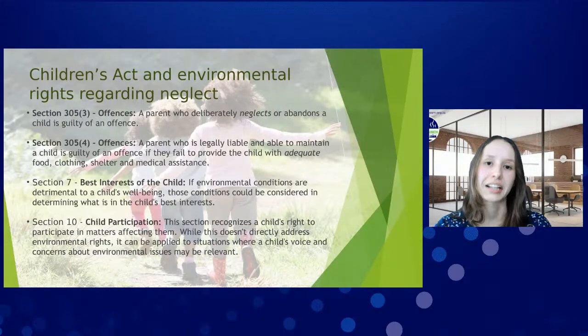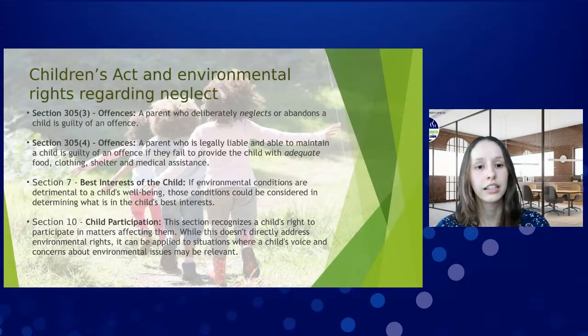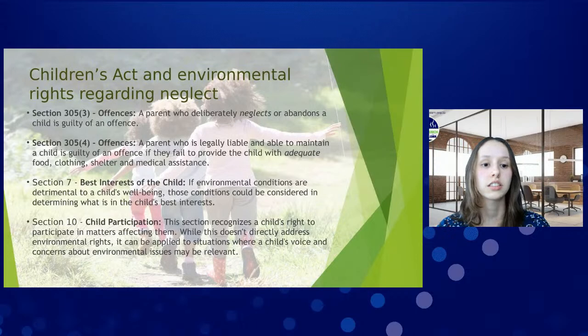So in section 305, subsection 3, we see that a parent who deliberately neglects or abandons a child is guilty of an offence. Further, it's also an offence if a parent who is legally liable and able to maintain a child fails to provide the child with adequate food, clothing, shelter, and medical assistance. The word adequate is used there, which means it's not just the failure to provide, but the failure to provide adequate resources, such as those things.